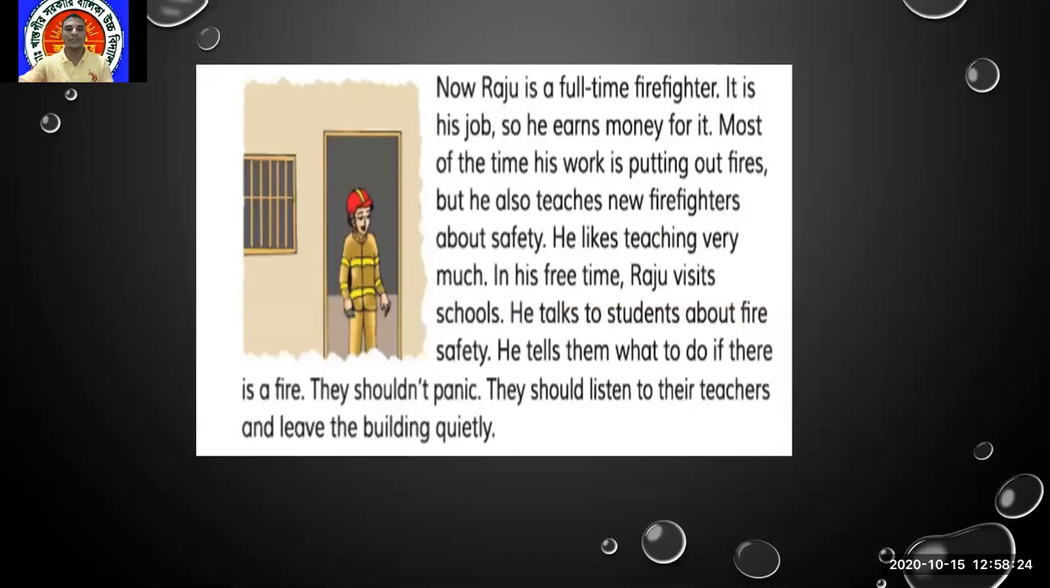In his free time, Raju visits schools. He talks to students about fire safety. He tells them what to do if there is a fire. They shouldn't panic. They should listen to their teachers and leave the building quietly.